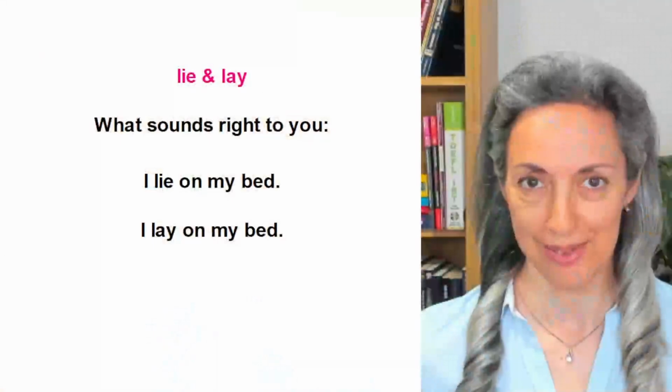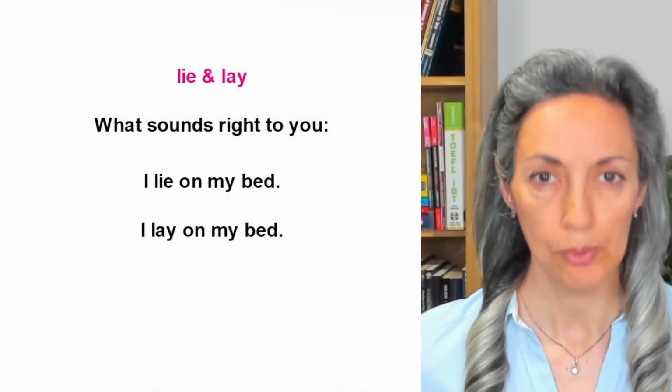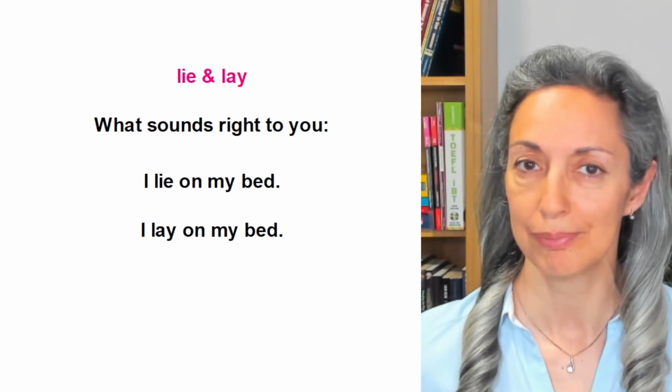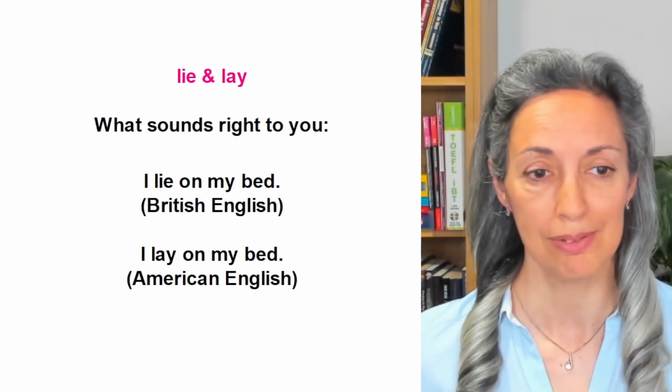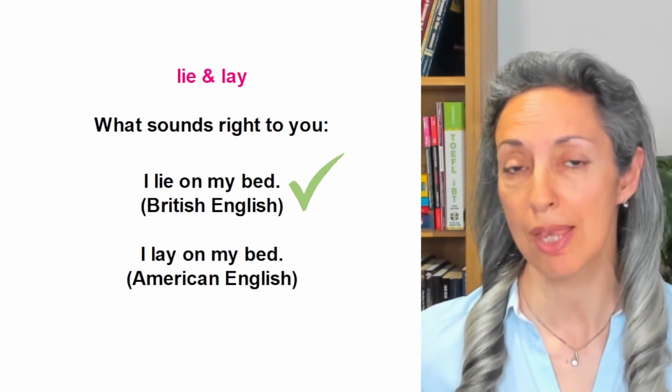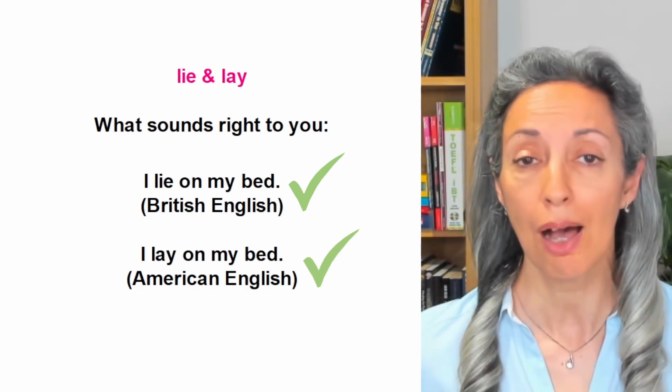So now let's look at these 4 confusing verbs, starting with lie and lay. What sounds right to you? I lie on my bed or I lay on my bed? Well, actually, they're both correct. In British English, we say I lie on my bed, whereas in American English, we say I lay on my bed.